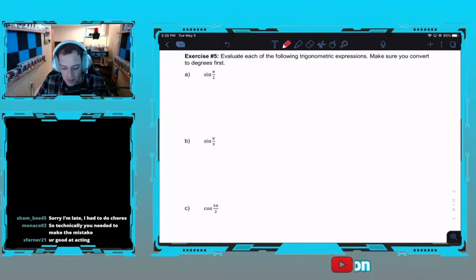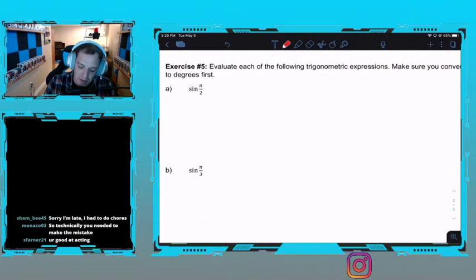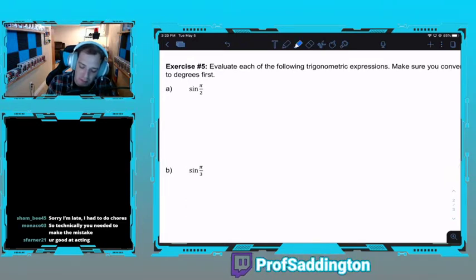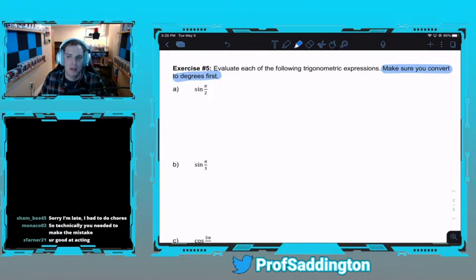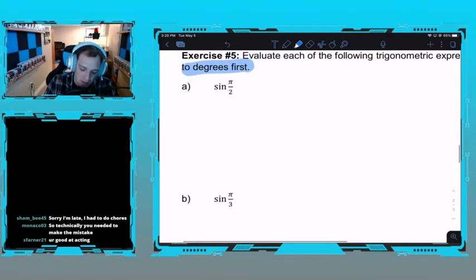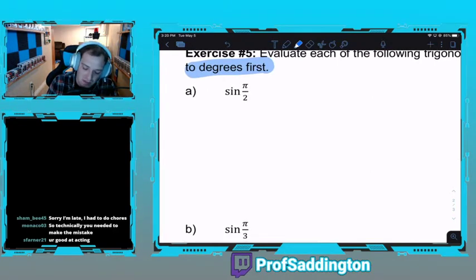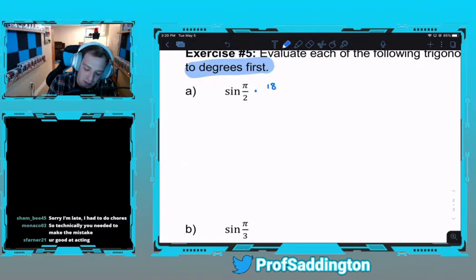So I'm going to do part A all algebraically. And I put down, evaluate each of the following trig expressions, but make sure to convert to degrees first. So this is going back to the lesson from Wednesday when we did conversions. In order to convert something from radians into degrees, we multiplied it by 180 over pi.